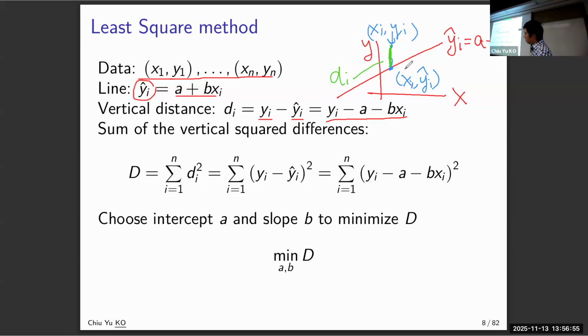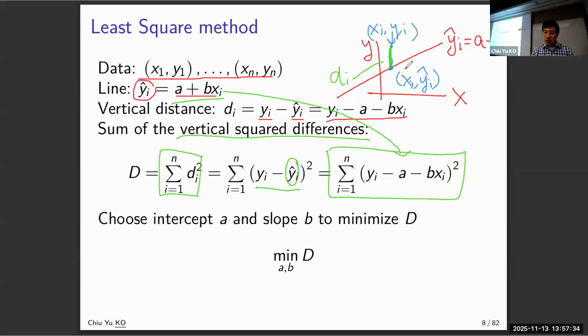What you're going to do is take the sum of the vertical squared differences, so it's the sum of all the di squared. As I said, the square makes the math simpler later, because we can apply calculus. Although we don't do calculus here, this is the way things are derived. This D is equal to this part. You put yi hat as this formula back in. This is what you want.